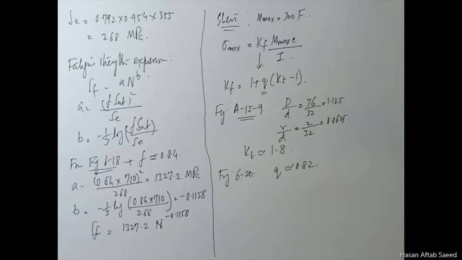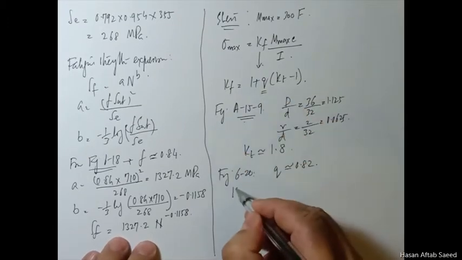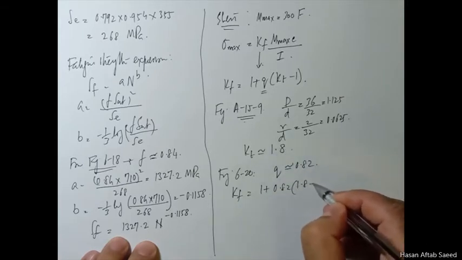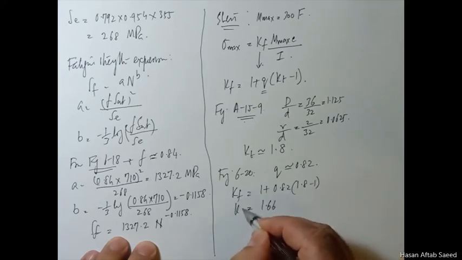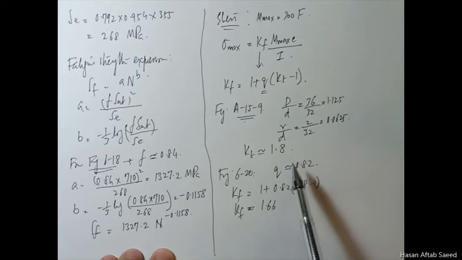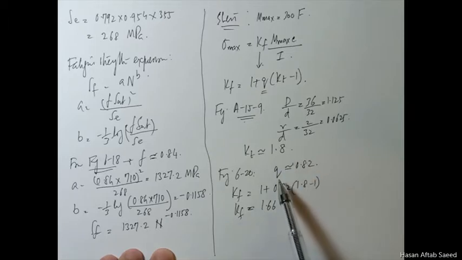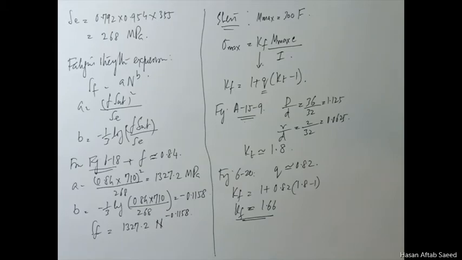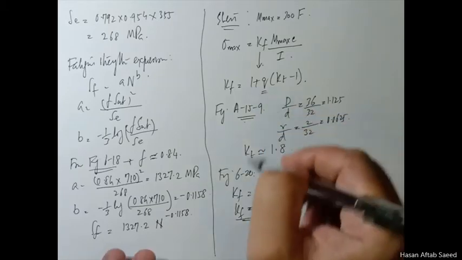So now if we use these values in this expression, the Kf then becomes 1 plus 0.82 times (1.8 minus 1), which is 1.66. Now you can verify for yourself that this Kt was 1.8, but Kf is slightly less, 1.66. Why? Because of notch sensitivity. It's not 1, it's less than 1. For ductile, tough materials it is always less than 1, and this is the value we must use for fatigue situations.